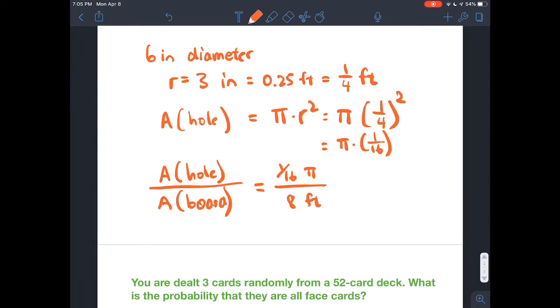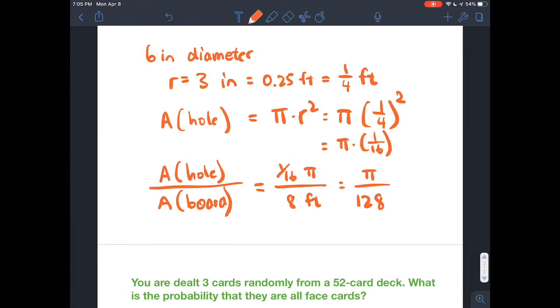So to get a rough idea of what that would be, right? That's going to be equal to pi over 16 times 8. Okay, so 16 times 8 is equal to 128. So we're going to get pi over 128, which is roughly, what is that going to be? A little under 3, 2 point something percent.